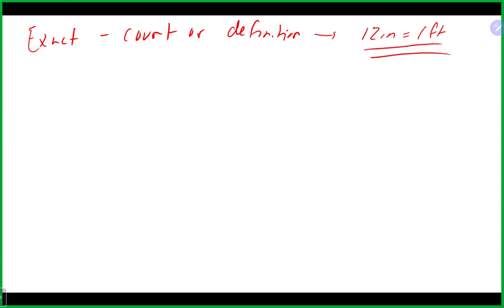The deal with exact numbers is that they can have as many significant figures as you want. The good news is that if you come across an exact number in a calculation, you don't have to worry about it in terms of how many significant figures you should give your answer to. We basically ignore those, because they could have an unlimited number of significant figures.